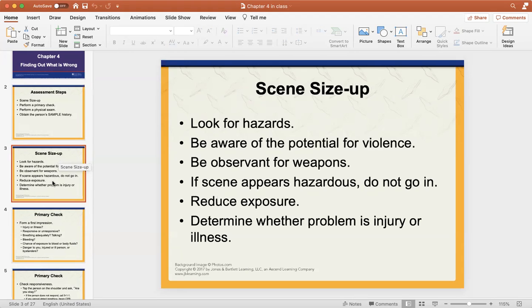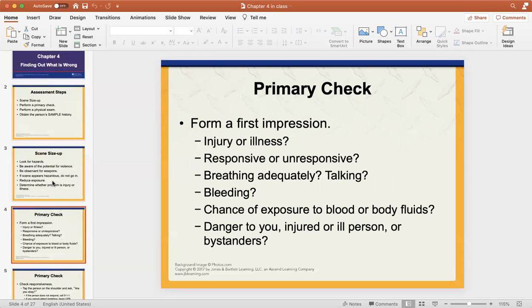After we have done the size up of the scene, remember, that 10-second size up, and we decide that we do want to help and we're going to go into the scene and approach the individual, next we would go up to a primary check. So after you size up the scene, you are going to do a primary check.